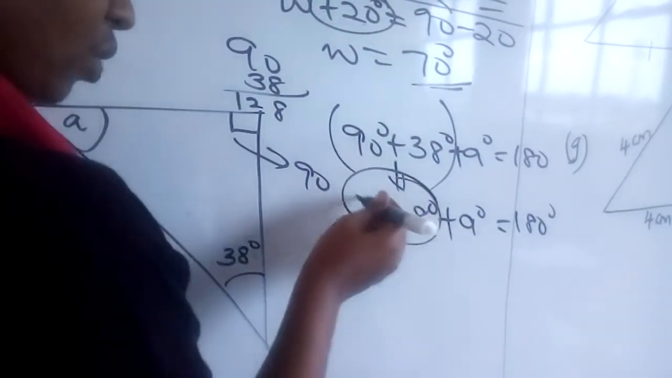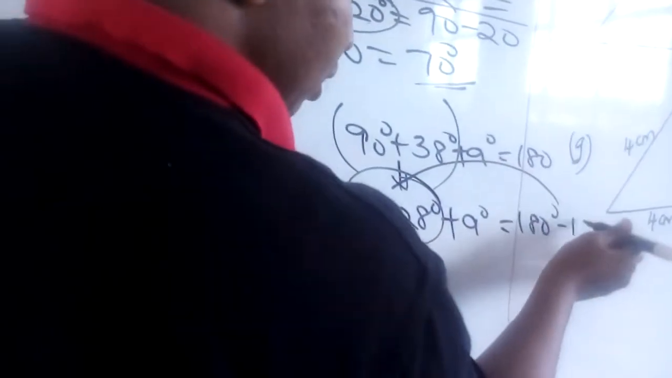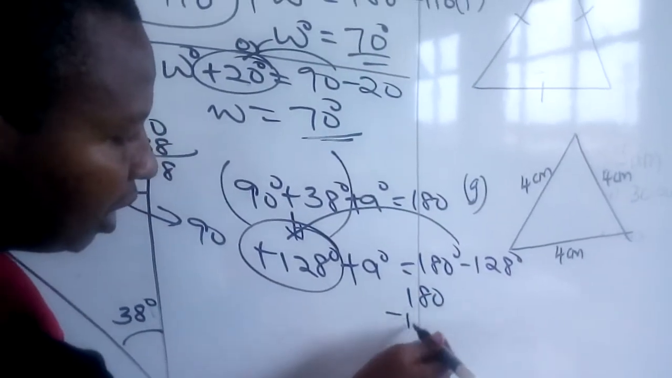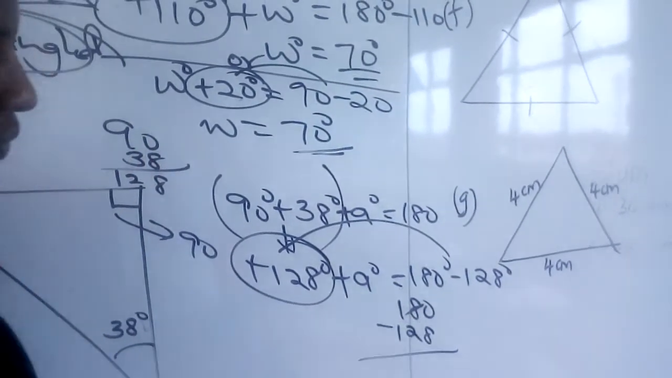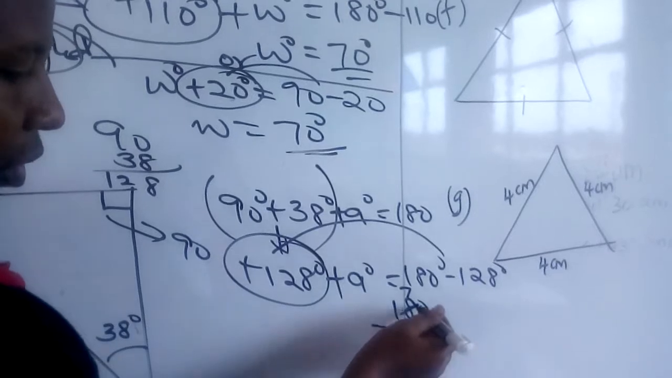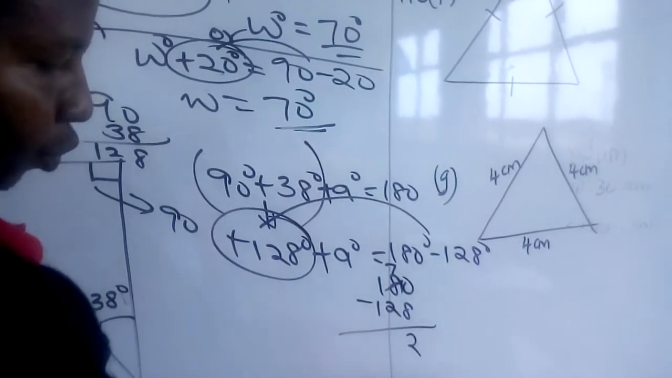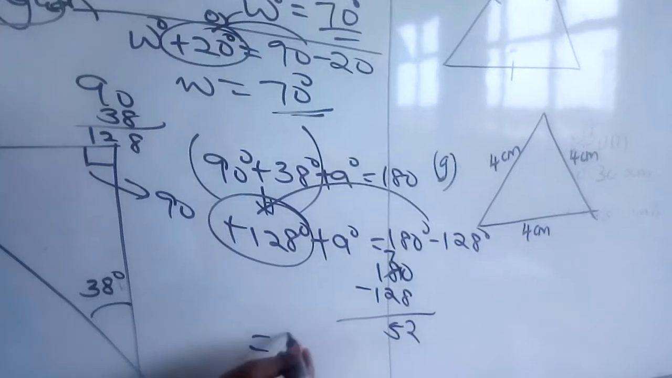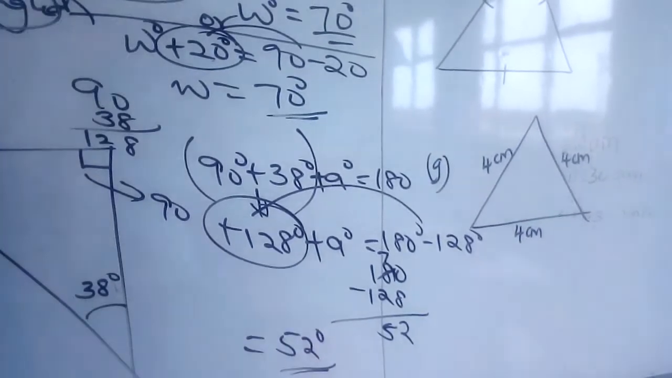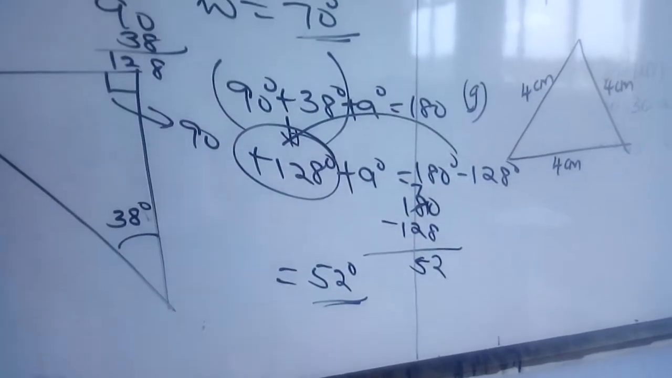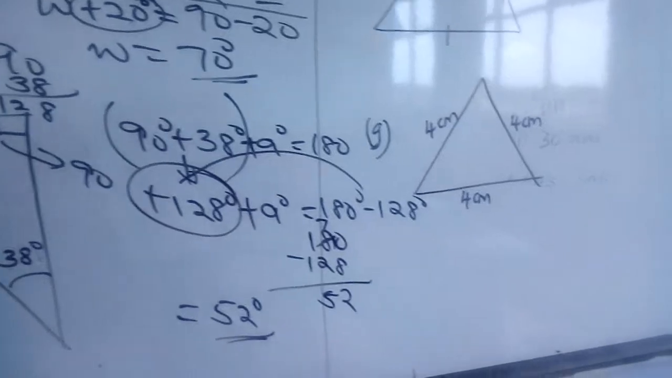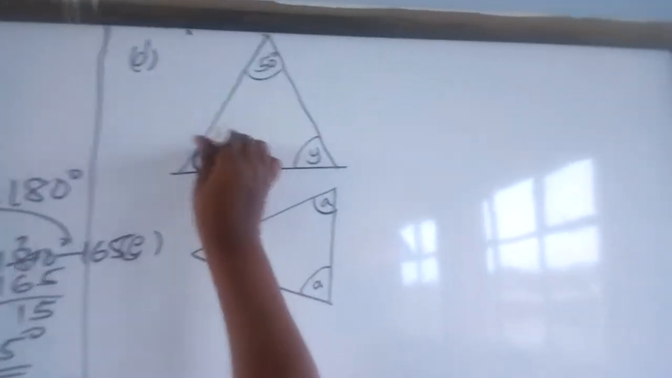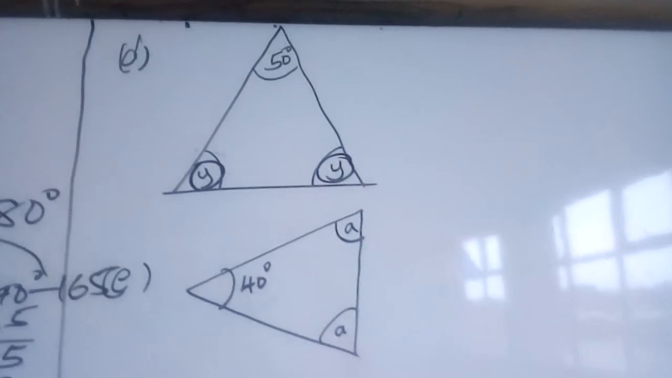So you take this to the other side, it will be minus 128. So we have 180 minus 128. Borrow 1 from here, we'll be left with 7. This is 10 minus 8, 2, 5, 7 minus 2, 5. So the other angle is 52 degrees. Our next question, if you look at this question, this is y and this other angle is y.